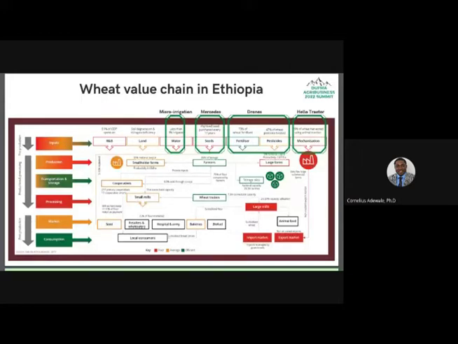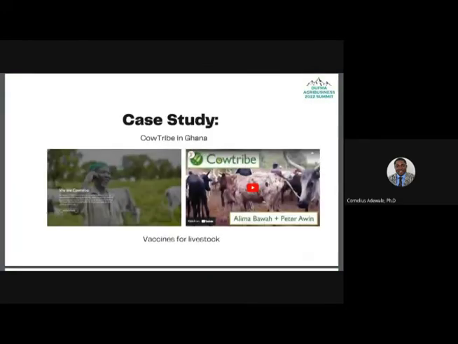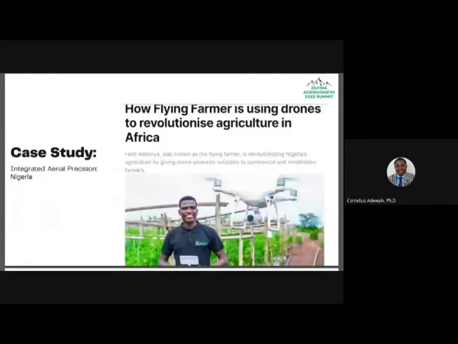So as I mentioned in terms of value chain, the same thing you can see. Maybe let me talk about an example of one more company. There's Cowtribe in Ghana. I won't talk too much about that either. Another, most of us know about drone use. Femi Adekoya is one of the people also trying to pioneer that.